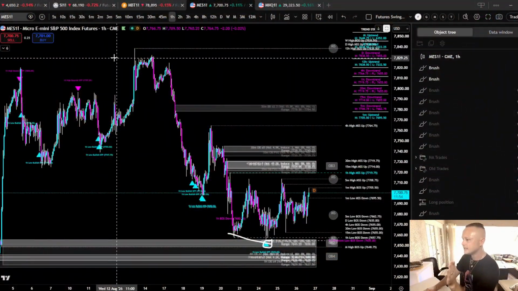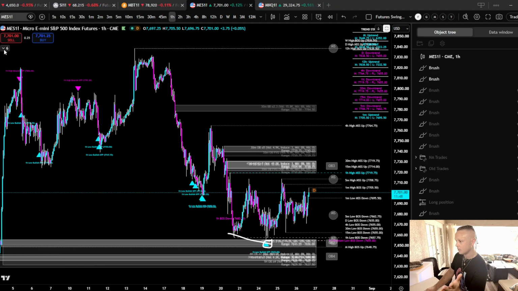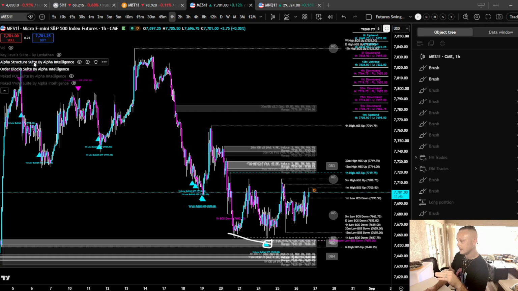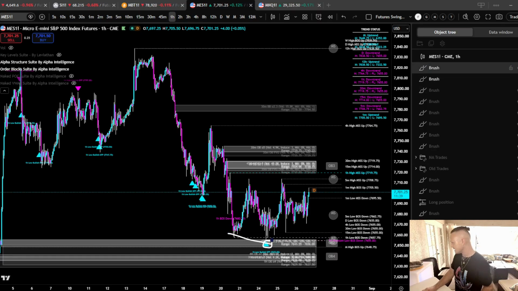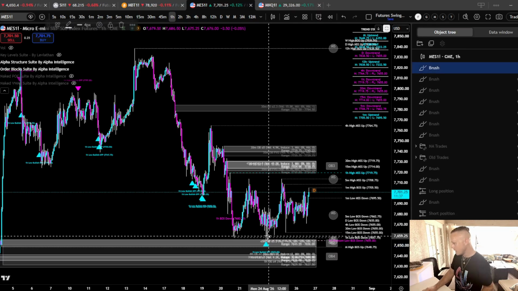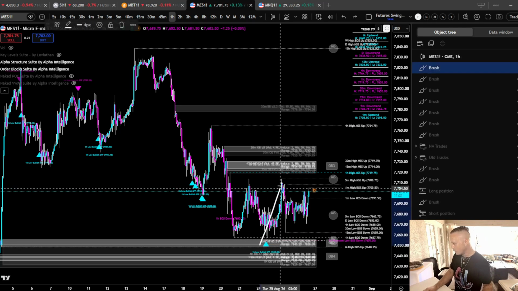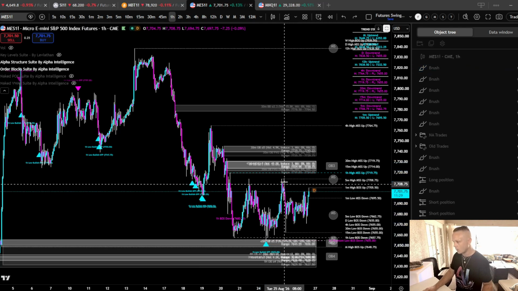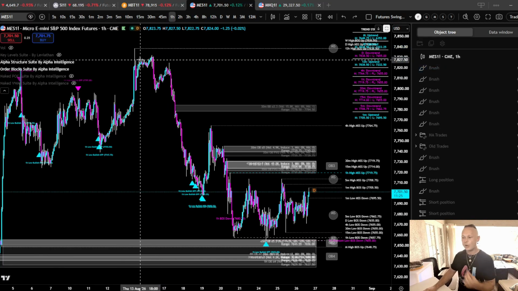Now, we did not receive a topping signal on the S&P, unfortunately, right? 9 times out of 10, the Alpha Intelligence indicators will give you some type of topping, or in this case right down here, will give you a bottoming signal, like a triangle that's coming inside of the box, pointing to the direction that it wants you to trade. Unfortunately, up here at the new all-time highs, we did not get that.